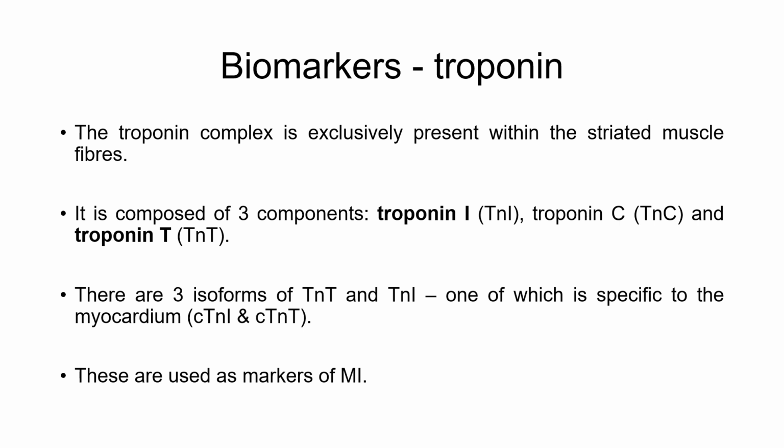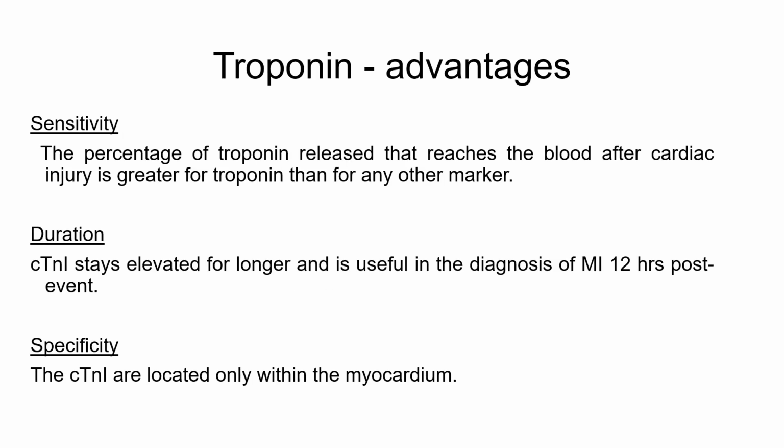Troponin complex is exclusively present within striated muscle fibers. This is composed of three components: troponin I, troponin C, and troponin T. There are three isoforms of troponin T and I, one of which is specific to the myocardium, and this is cardiac troponin I and cardiac troponin T, and these are used as markers of myocardial infarction. The advantages of using troponin is that it's highly sensitive.